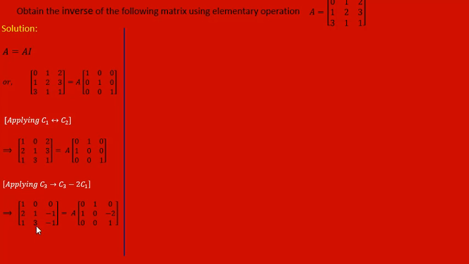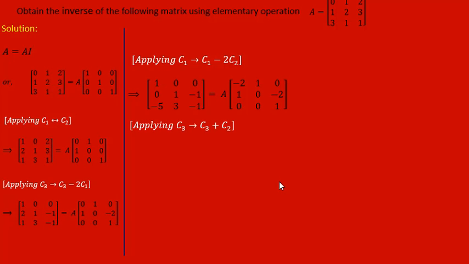Now this 2 I have to make 0. So I will subtract 2 times of this column: C1 minus 2 times C2, and I will get this matrix. Similarly, to make this element 0, I have to add C2. So on C3 I will say that C3 plus C2.